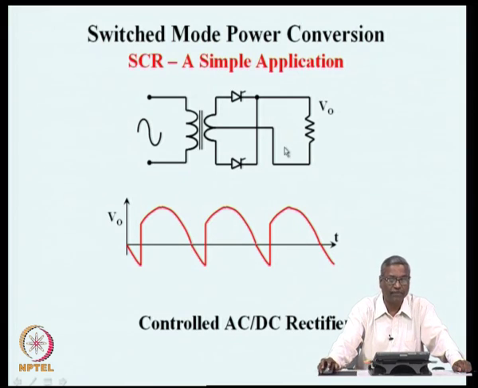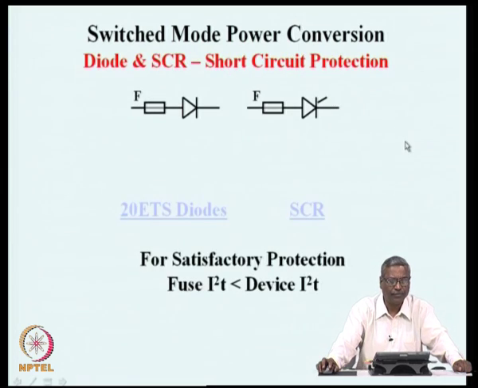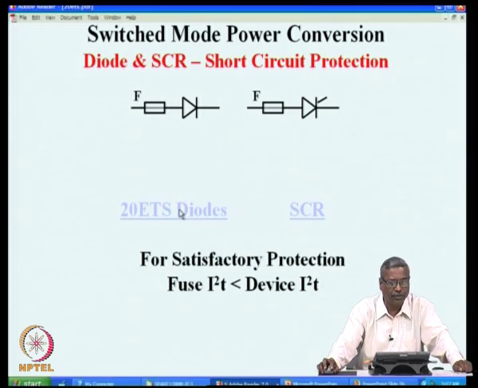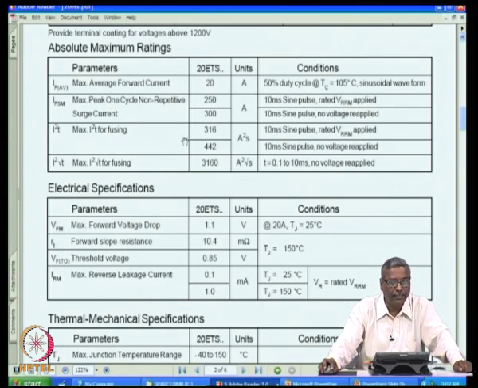The output voltage can be controlled right from full positive to full negative through the gate control, and this is a controlled AC to DC rectifier. The silicon controlled rectifier in this particular application is working as an AC to DC rectifier with a controlled output voltage.